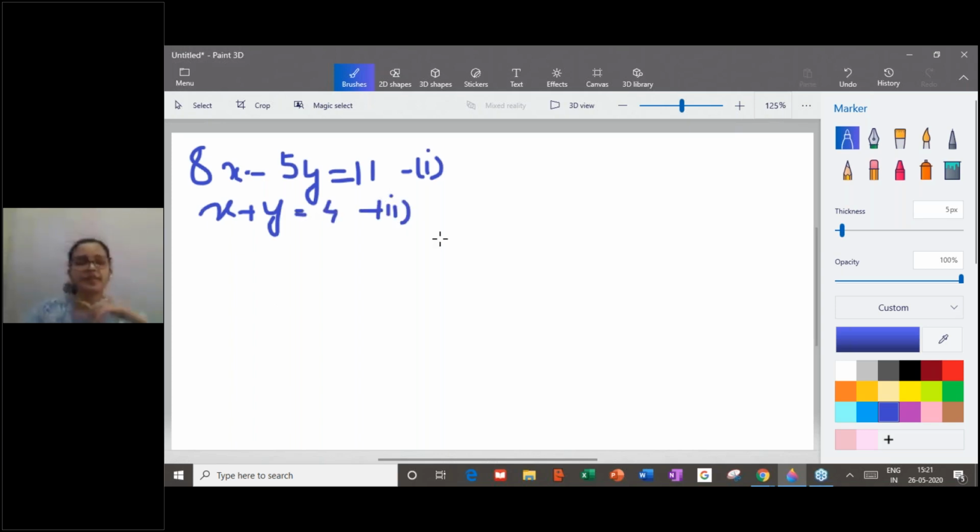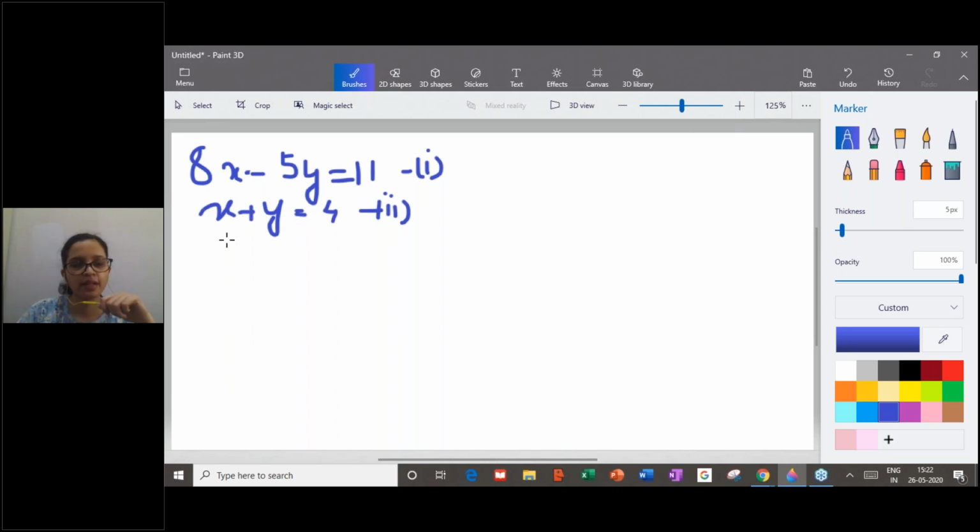Okay. Elimination method, as the name suggests, what do you do? You eliminate either x or y. How do you do that? By multiplying both the equations with such a number that either x or y has the same coefficient. So in this case, in the second one, there is no coefficient for x and y. So you can choose anything. You can either multiply the second equation with 8 or with 5. If you multiply with 8, you will get 8x here. You multiply with 5, you will get 5y here, which can then be eliminated. Got the hang of it, right?